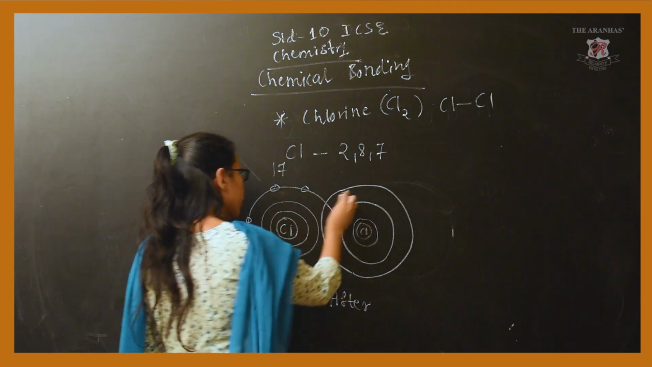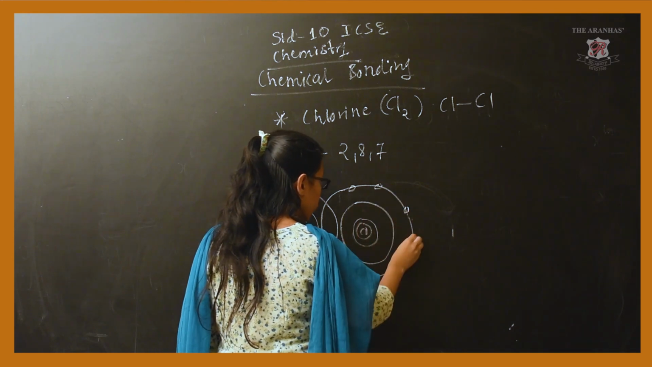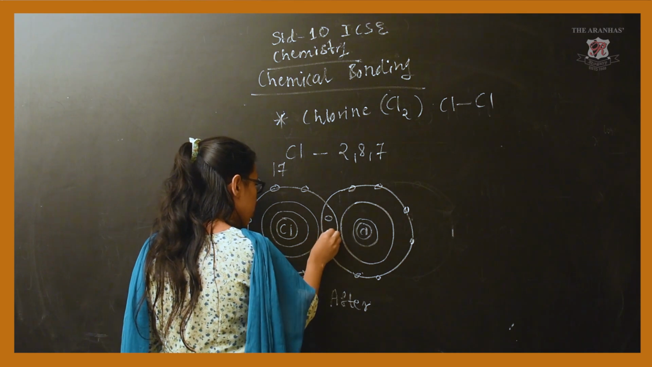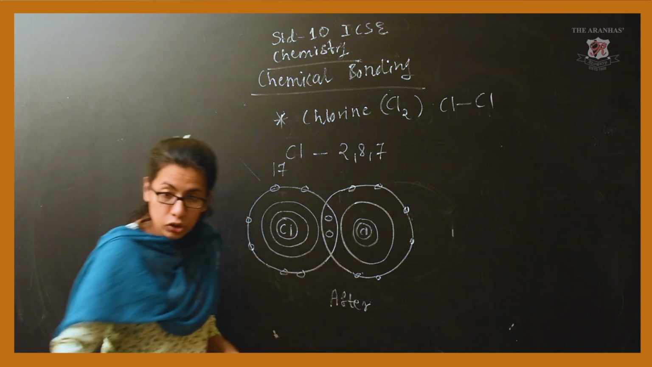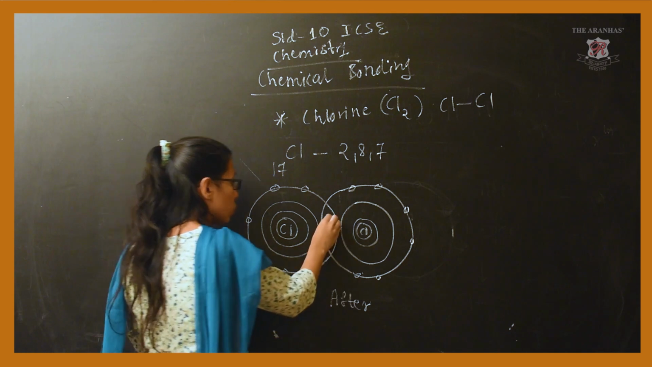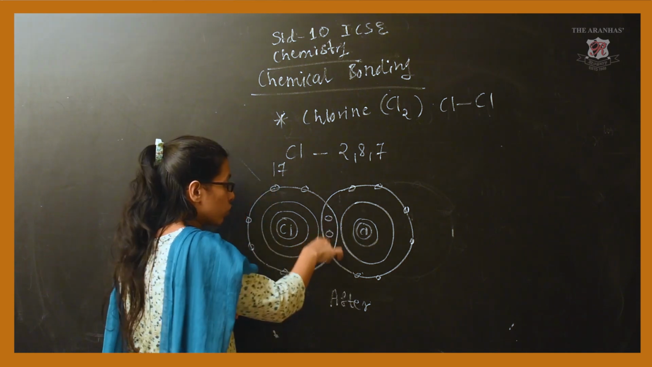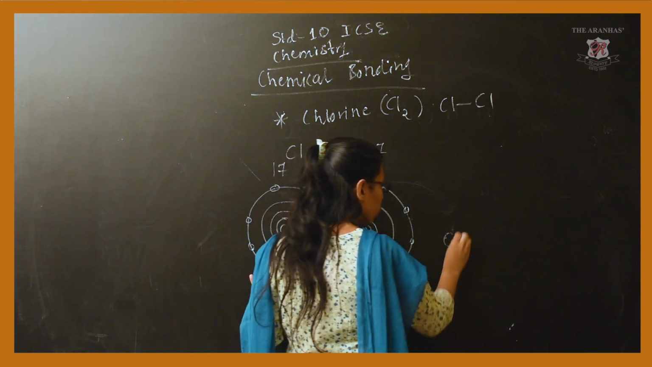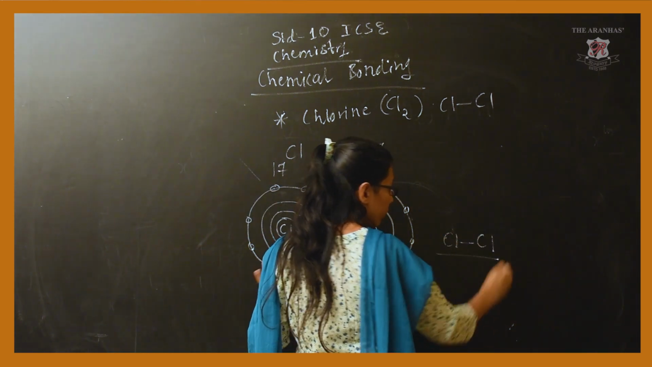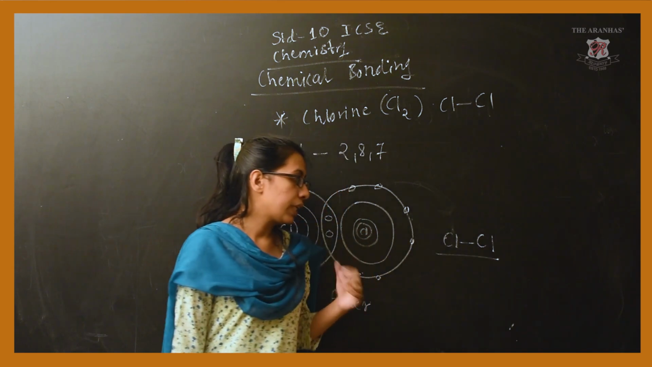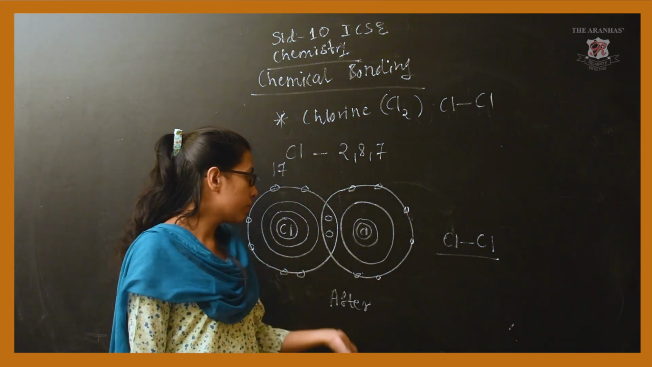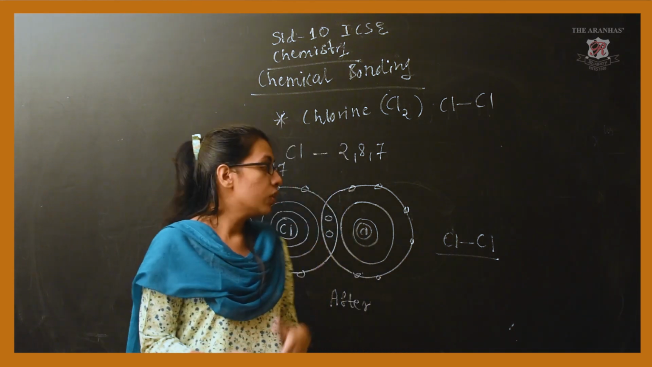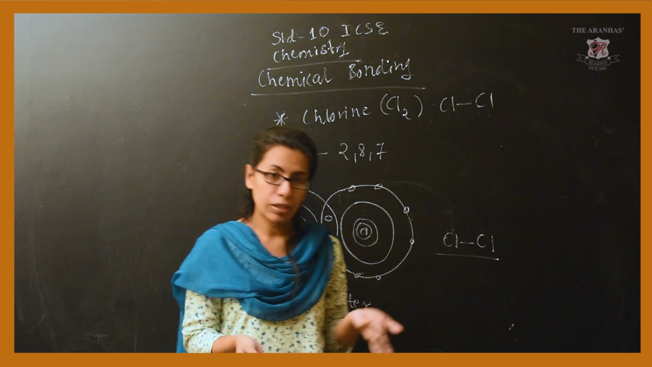So in this way, of the 7 electrons, these are the 6 electrons, and this one is the 7th electron of both the chlorine atoms. Means these 2 electrons are shared between the 2 chlorine atoms, and I can write down that chlorine is forming a single covalent bond with the other chlorine atom. Means you are getting a single bond between the 2 chlorine atoms, or you can say that the covalency is 1. The number of electron pairs shared between the 2 atoms is nothing but the covalency.